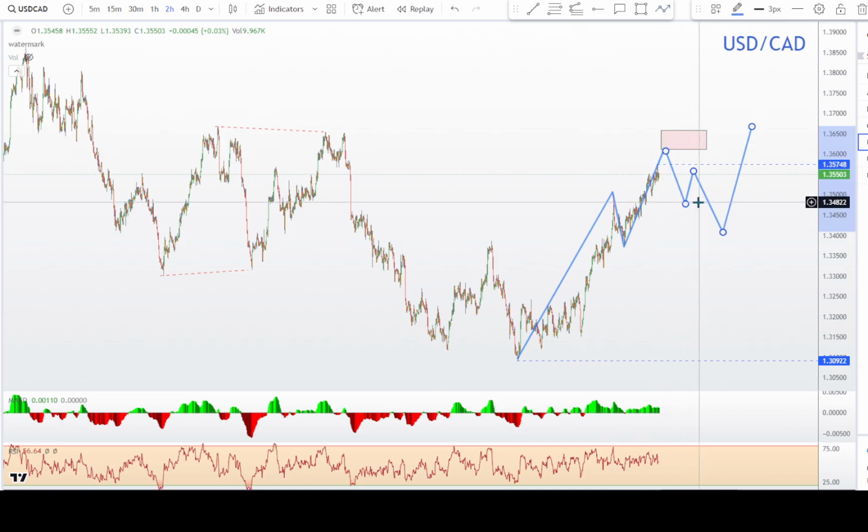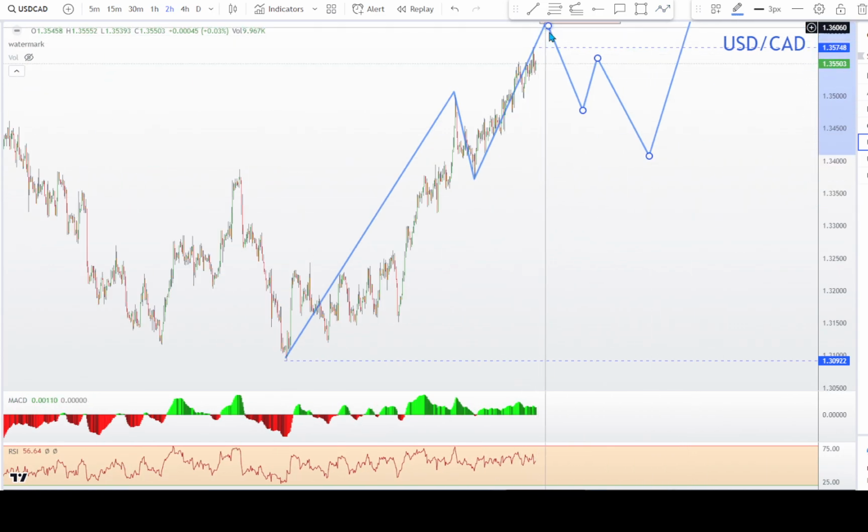But let's first just get this ending structure right here to finish, and then let's see that they get a 3-wave pullback, because this would be really good entry for the CAD, because they would at least go up to break that. But I think then it's just a lot more upside.